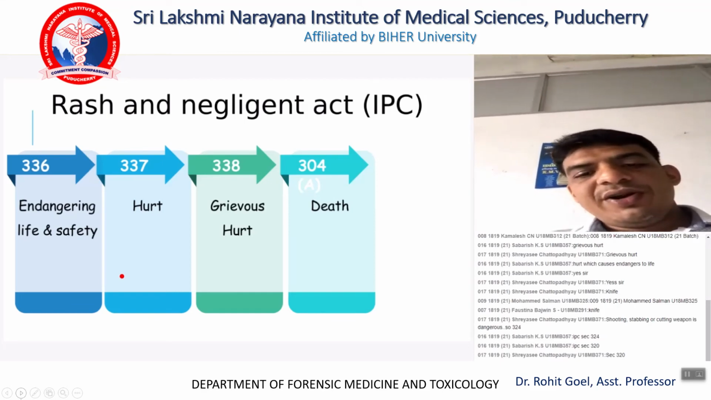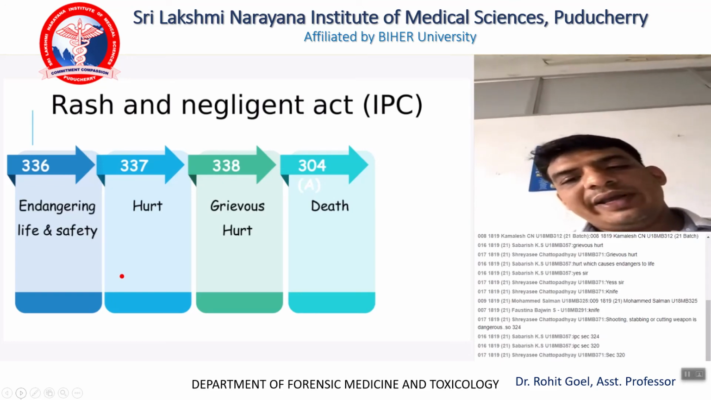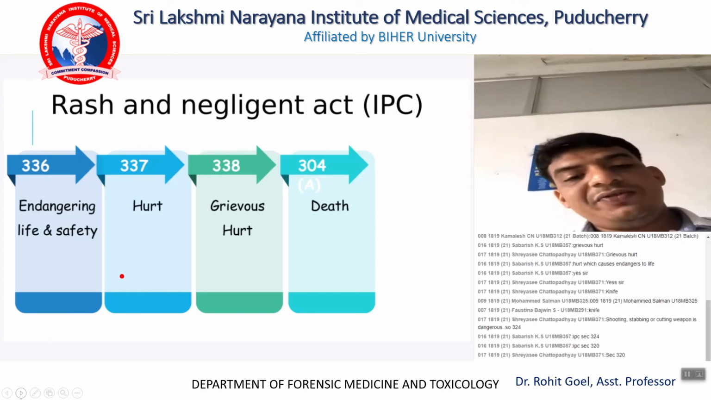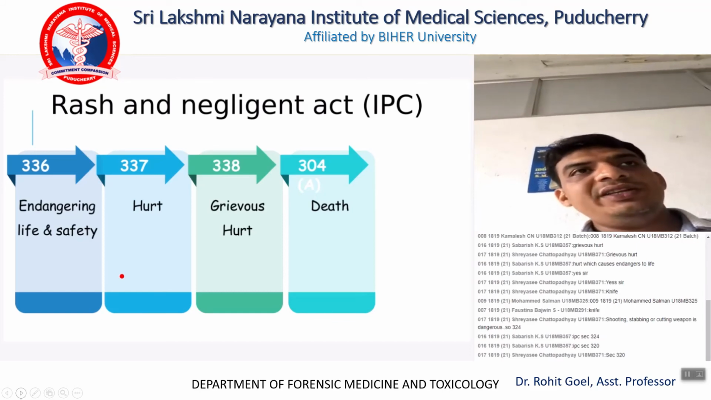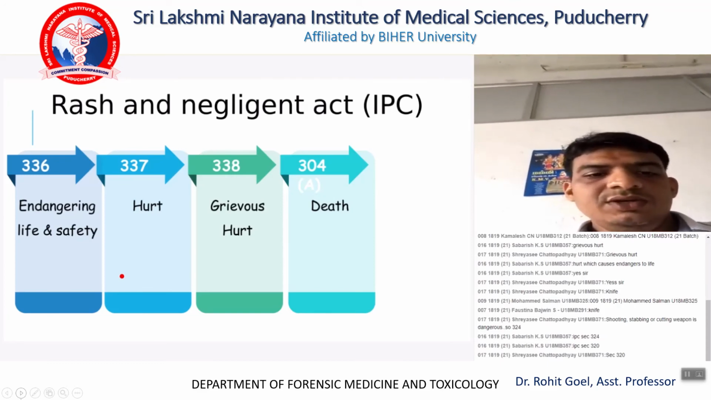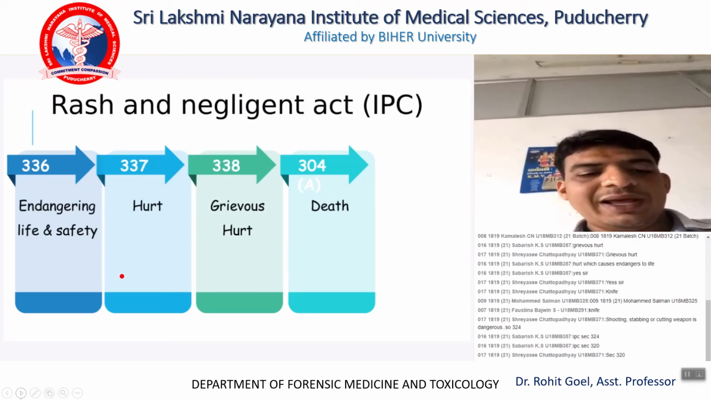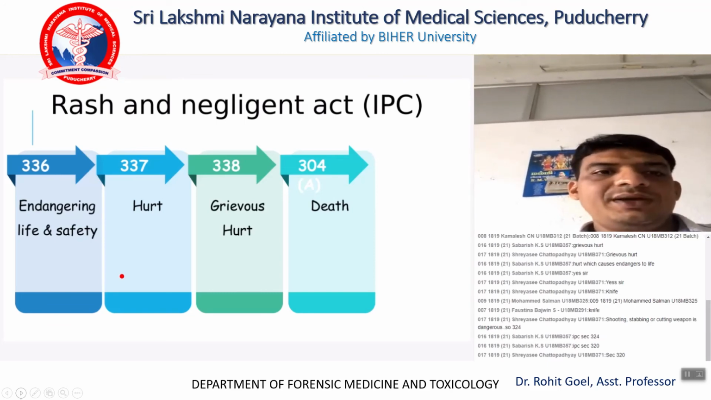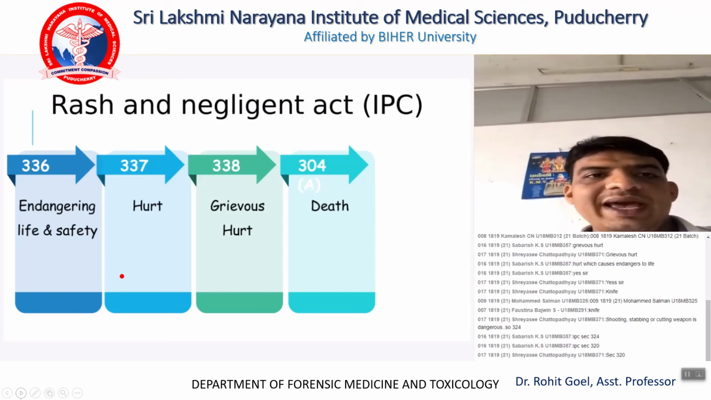A was driving under the influence of alcohol. A, being a bus driver, is driving under the influence of alcohol. He is endangering the life and safety of co-passengers, the passengers who are traveling in that bus. So, section 336 will apply to punish A for this act.